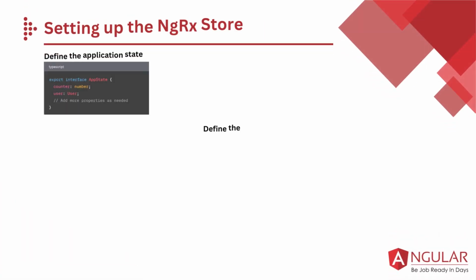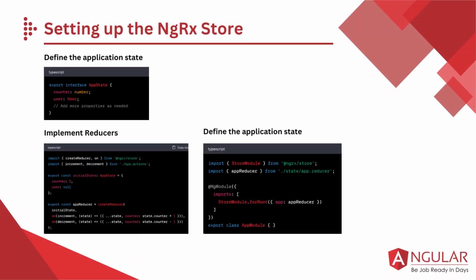Setting up the NgRx Store. To get started with the NgRx Store, we need to define the application state, implement reducers, and register them in the app module to integrate them into the NgRx Store. Defining the application state. The application state is represented as an interface that describes the shape of the data we want to manage in the store.